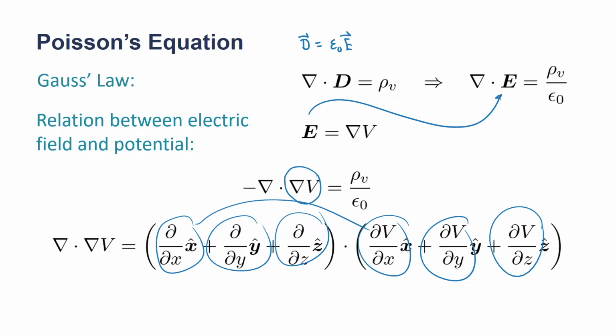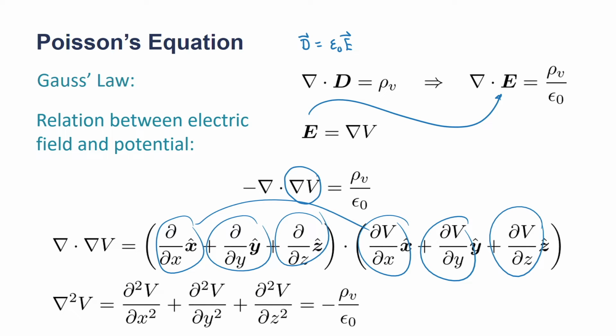So after we carry out this simple dot product, we arrive in Cartesian coordinates at this relation for divergence of gradient of V. And we usually abbreviate that with this del squared. And del squared is called the Laplacian operator, and we're going to be using it a fair amount to solve these problems. So now we have the second order non-homogeneous differential equation. It's not homogeneous because the right-hand side here is non-zero. So it's a function of the charge distribution.